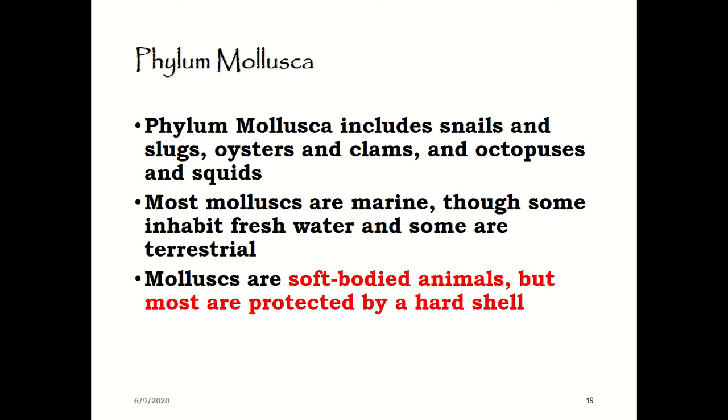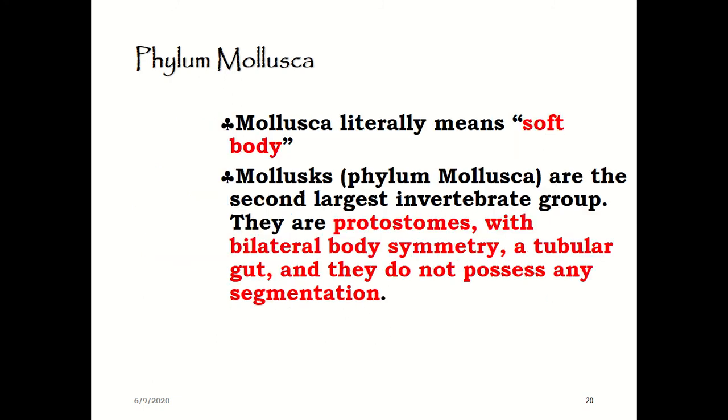Next, we're going to look at the second phylum in the group of protostomes, which is phylum Mollusca. Phylum Mollusca includes the snail, slug, oyster, clam, octopus, and also the squid. Most of the mollusks are marine, and only some of them live in freshwater and on land. Mollusks are very soft-bodied animals. That's why they're known as mollusks. But most of them are protected by a very hard shell. As I mentioned earlier, Mollusca means soft body.